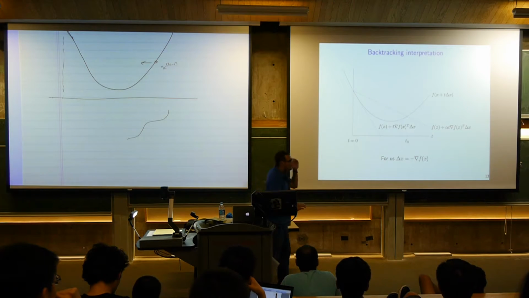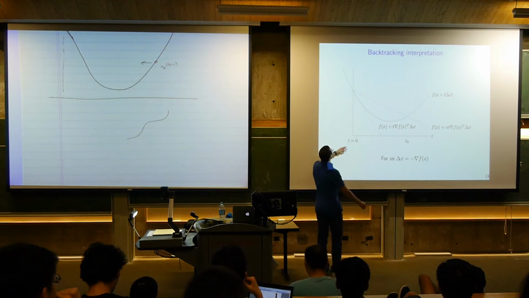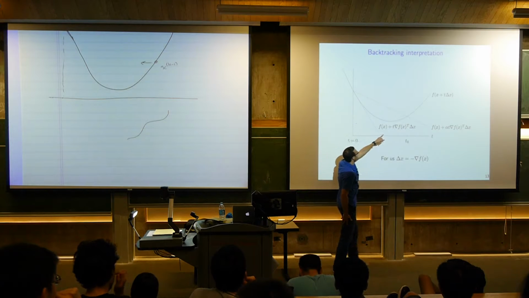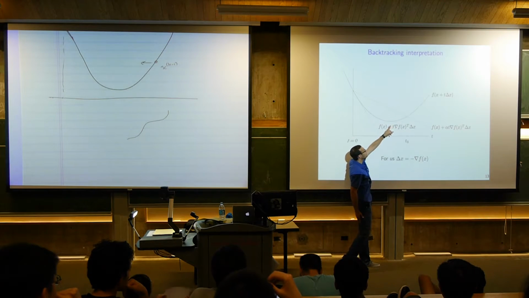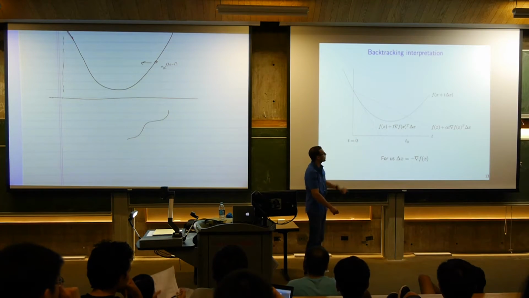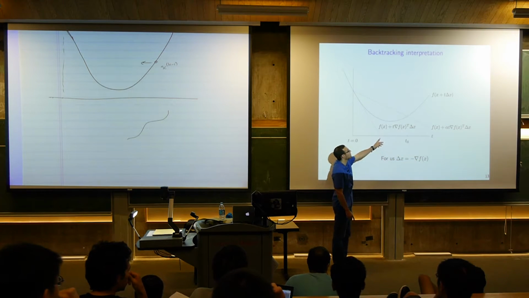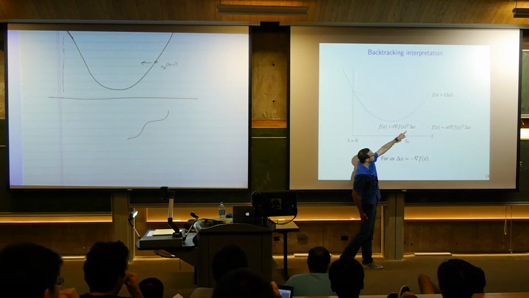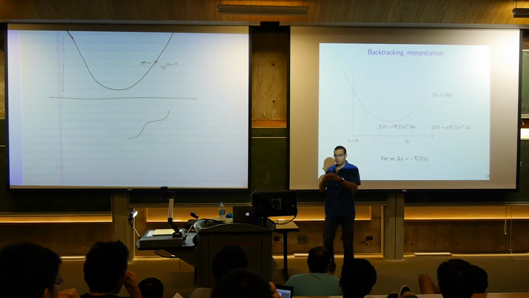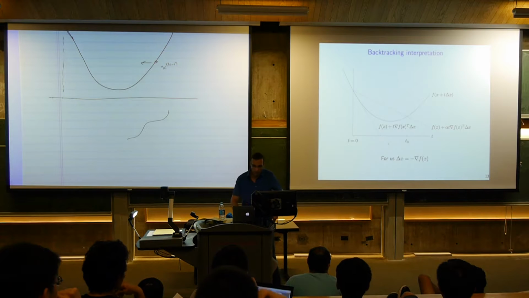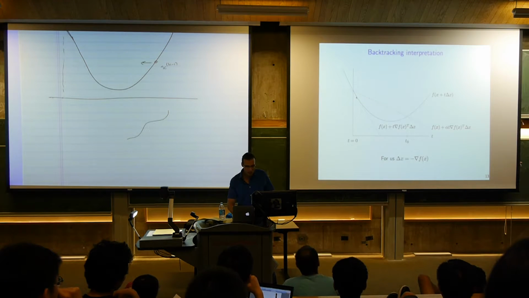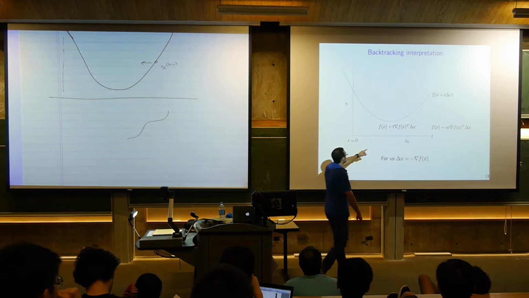So here's the interpretation of backtracking. I'm at this point, x, and this is my function. I'm thinking about taking a step in the direction delta x. For us, delta x is just the negative gradient. I took this picture from Boyd and Vandenberghe, and they were looking at a direction denoted delta x. What backtracking does is it looks at the tangent line to your function at the point x. That's given by this expression right here.